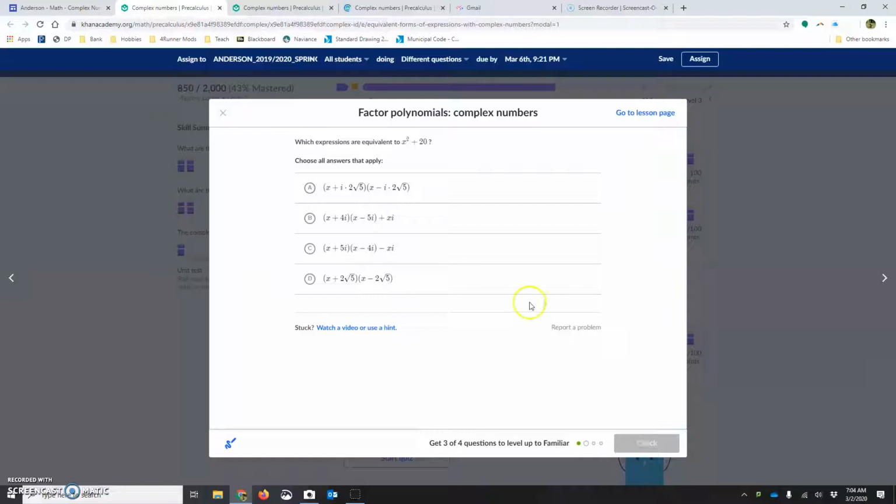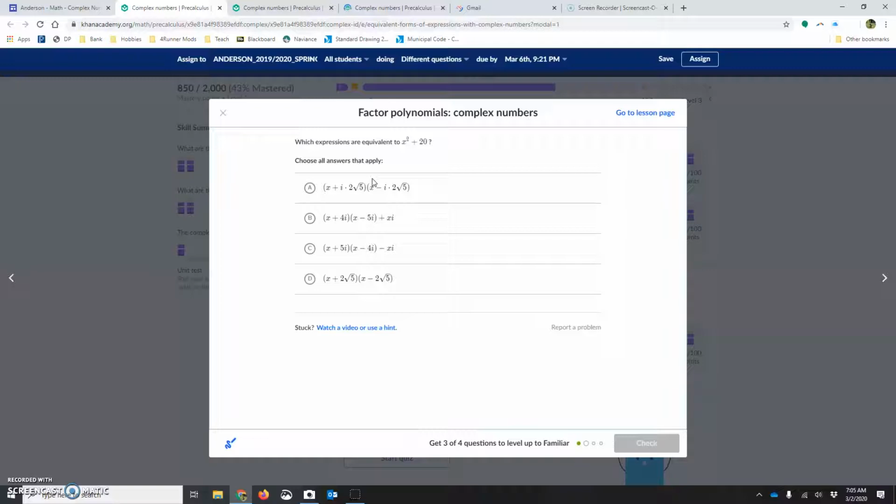Okay, x squared plus 20. So we're going to go through, and so this is the difference of two squares. This might be a correct answer. Let's check. I'm only going to do one more of these problems because this is just a lot of guess and check, honestly. So x squared plus 20 is what we're trying to get.